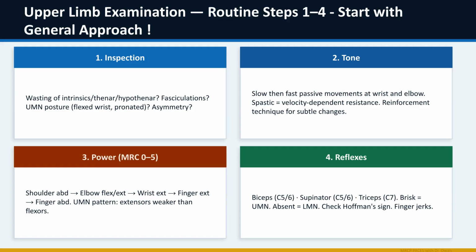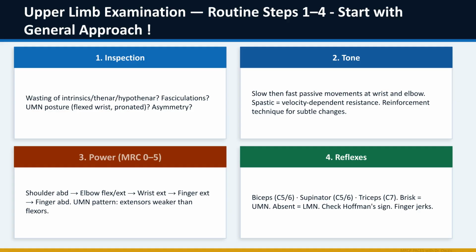Test power in a fixed order for the upper limb. I use this sequence: shoulder abduction, elbow flexion, elbow extension, wrist extension, finger abduction. For each movement, demonstrate first, then resist. Say, push your arm out like this, don't let me push it down. The pattern of weakness tells you the level of the lesion. Upper motor neuron lesion. Weakness is typically in the extensors of the upper limb more than the flexors. Lower motor neuron lesion. Weakness follows the distribution of a nerve root or peripheral nerve. For example, C5/6 root. Shoulder abduction and elbow flexion will be weak.